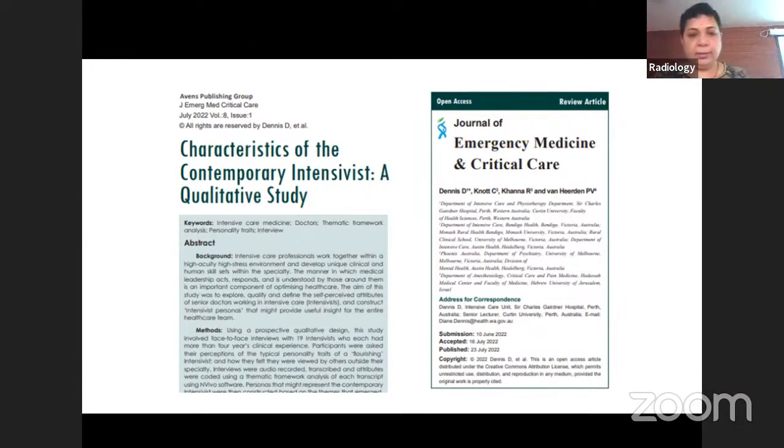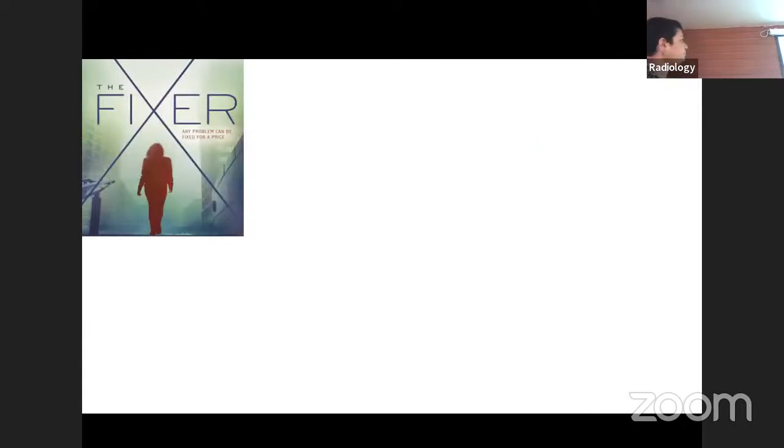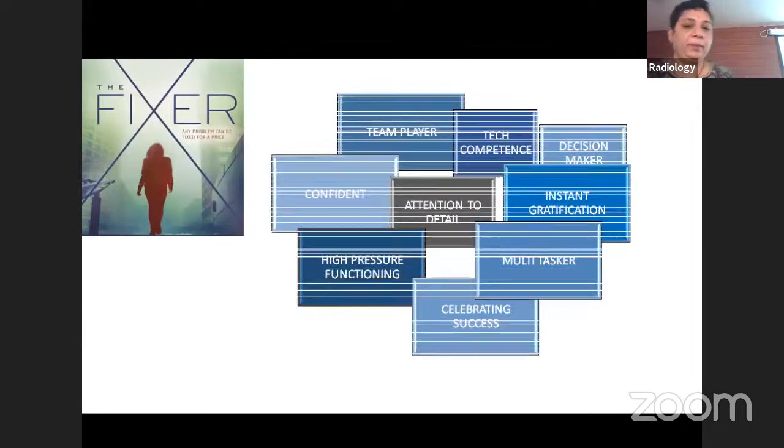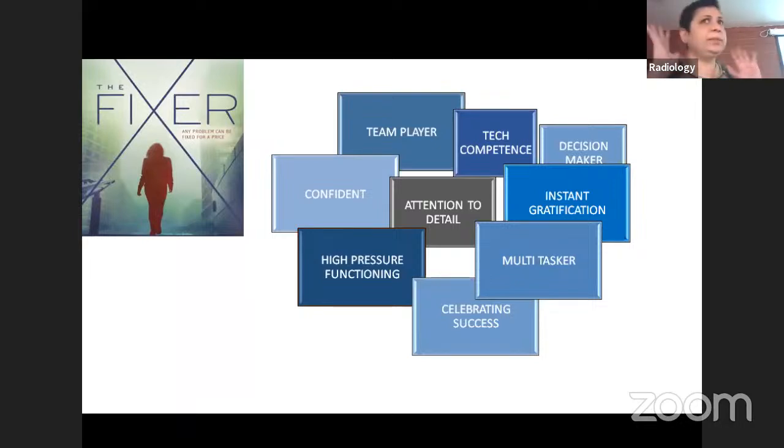Okay. So the first category is the fixer. None of this is mine, this is just research. I've just put it in the form of figures. Who is a fixer? A fixer is a team player who is confident, pays attention to detail, functions in high pressure situations, celebrates success, a multitasker, gets instant gratification, a decision maker, technologically competent.